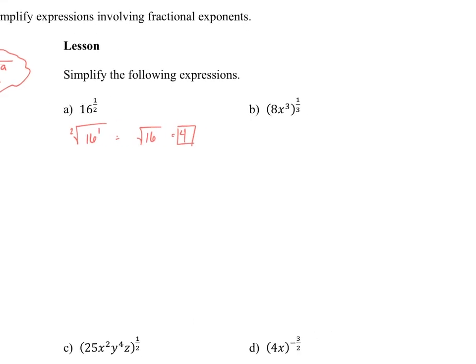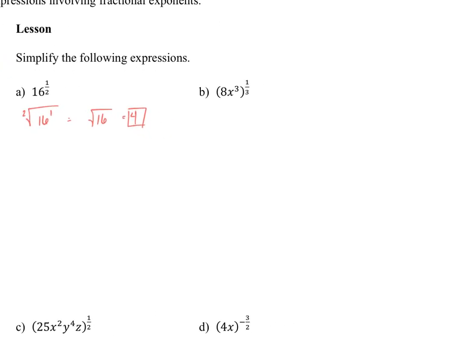Now let's start using them in a little bit more complex way. B says 8x cubed to the 1/3 power. So what is this asking? Well, it's saying we're taking the cubed root of 8x cubed all to the 1st power, which we know would just be 8x cubed. And now we can try to simplify it from here. All right, so the cubed root of 8x cubed is the same as the cubed root of 8 times the cubed root of x cubed.